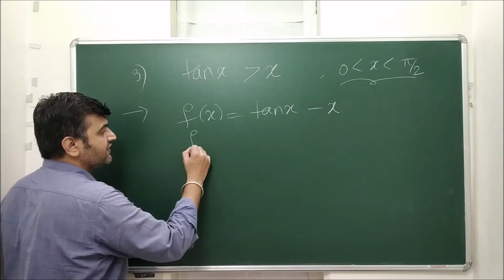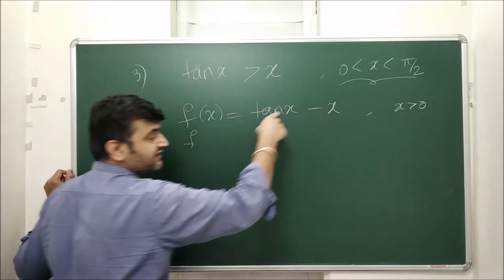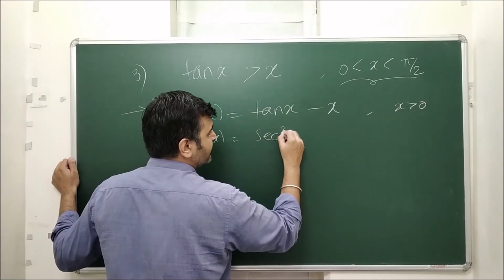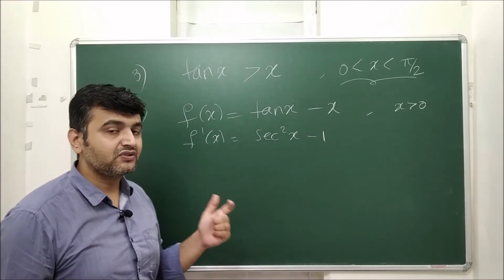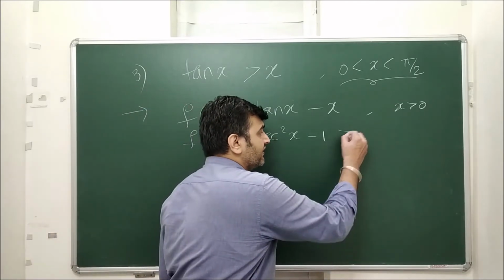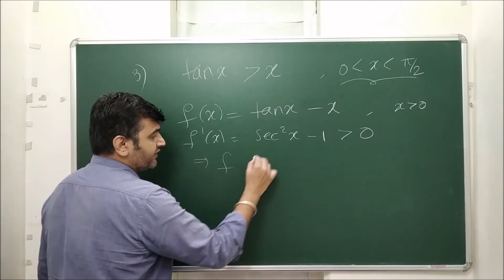What is the derivative of this? Now, my x is greater than 0, right? That is given to me. So what is my f dash of x? It is nothing but sec square of x minus 1. Is the derivative positive or negative? Since sec square x is greater than 1, therefore my derivative is always positive. So since the derivative is positive, that means what?